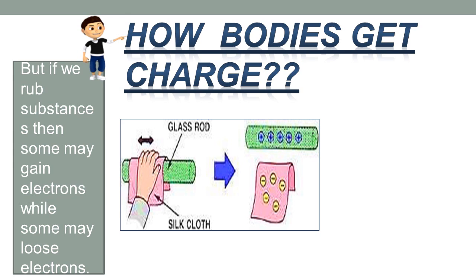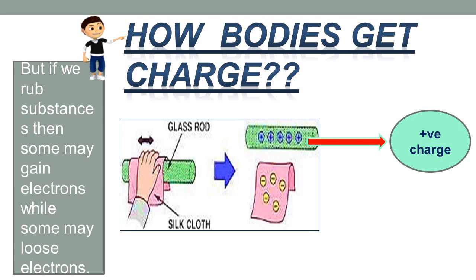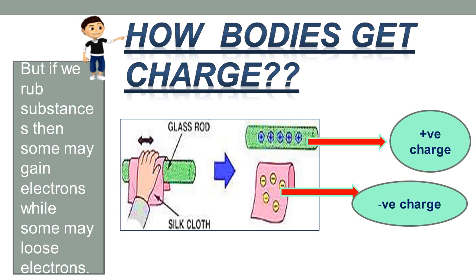Why? Because on rubbing, the glass rod gets a positive charge while the silk cloth gets a negative charge. That means the glass rod loses some of its electrons, so it gets a positive charge, while the silk cloth gains some electrons from the glass rod. That's why it becomes negative in charge.